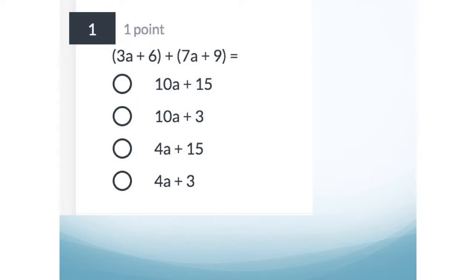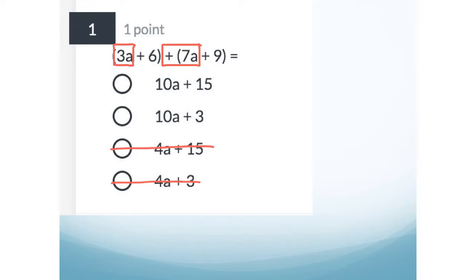When we're adding two expressions, the parentheses are really not important unless you want to practice the commutative and the associative properties. We are still going to be combining like terms. And when we look for like terms, we want to find the things that have the same variables. 3a is going to combine with the positive 7a. So 3a plus 7a will give us 10a. That eliminates options C and D.